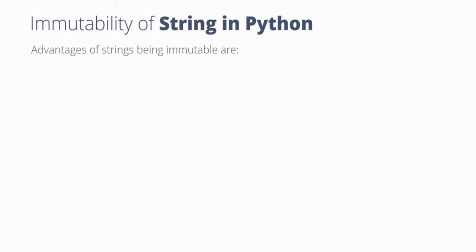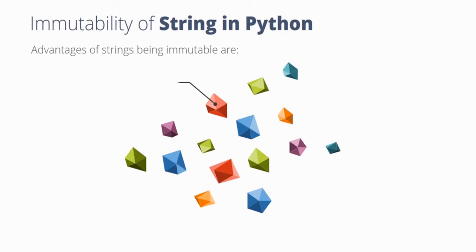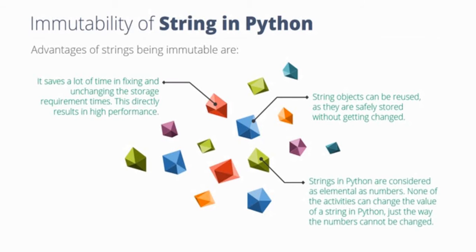Some advantages of strings being immutable are: it saves a lot of time in fixing and on changing the storage requirement times. This directly results in high performance. String objects can be reused, as they are safely stored without getting changed. Strings in Python are considered as elemental as numbers. None of the activities can change the value of a string in Python, the way the numbers cannot be changed.